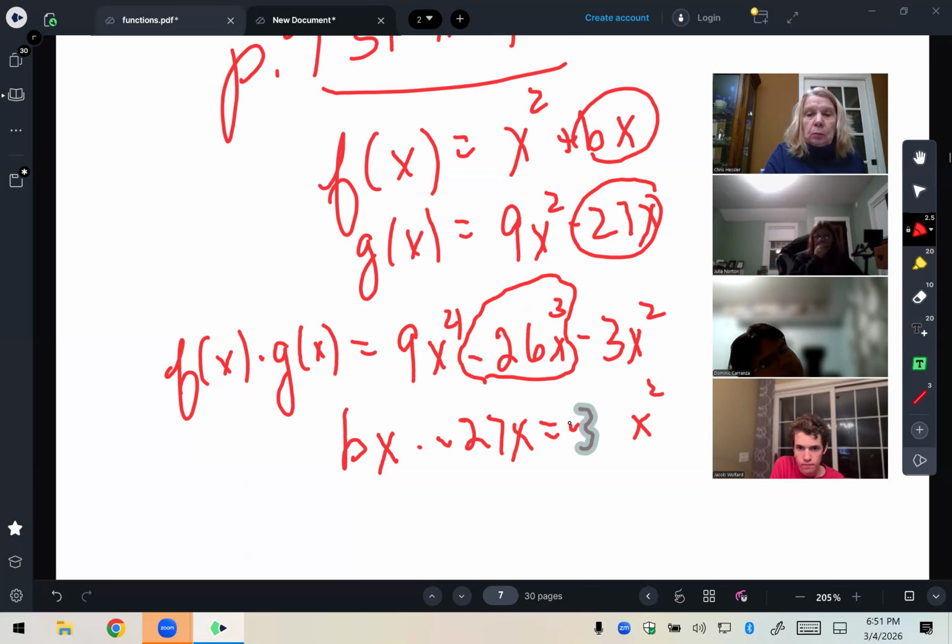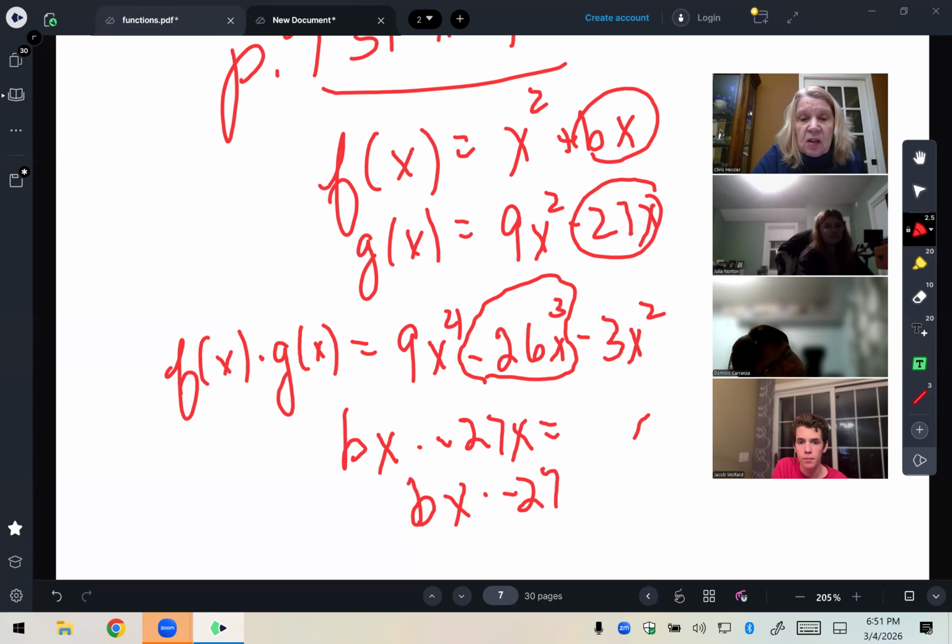And we don't have to mess with all the other terms, because we don't care about anything to the fourth power, or the third power. The bx times the minus 27x is going to equal negative 3x squared. We don't care about the fourth powers. We don't care about the third powers. Just look at the x squared ones, because that's all we really need. So we want to get the b, so we can just solve for b.